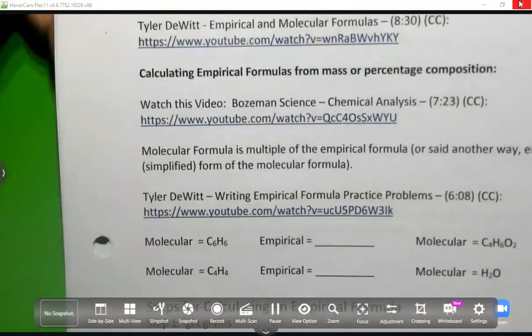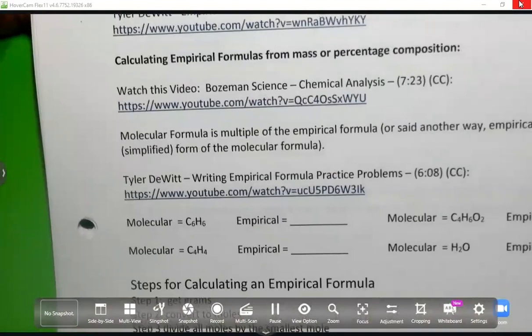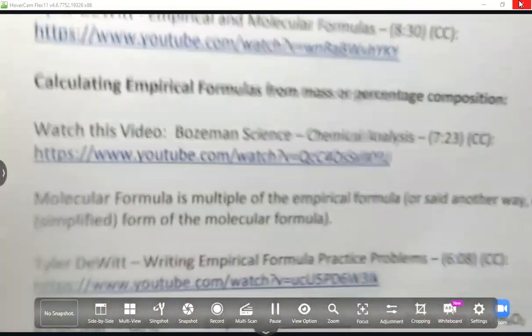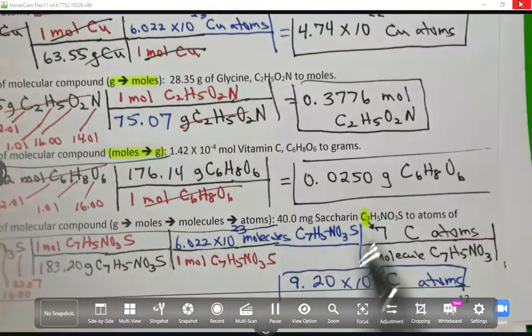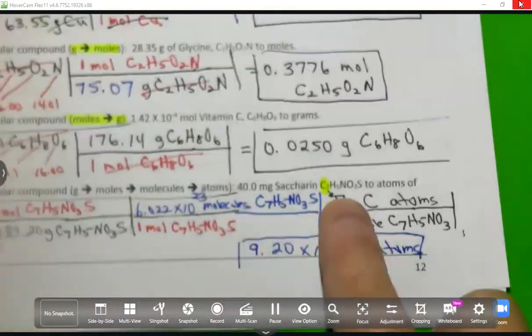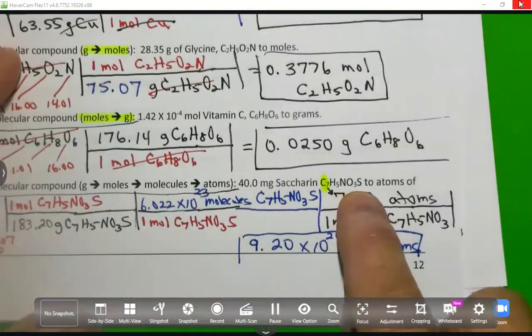Okay. Now, what we want to do is we want to be able to go backwards. We want to be able to look at some information and say, how do we get formulas such as C7H5O3S?